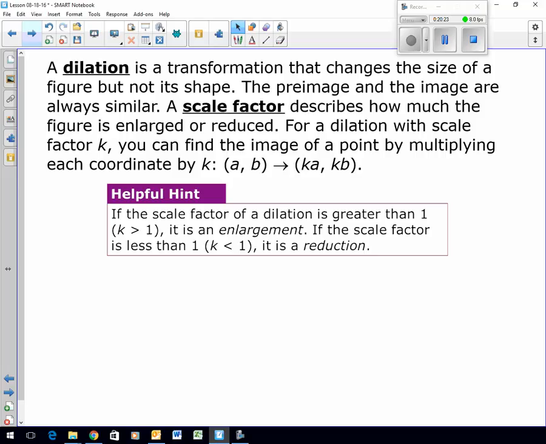Anything times 1 is itself. Okay? Anything times 1 is itself. Anything times 0 is 0. 0 is the all-powerful 0.